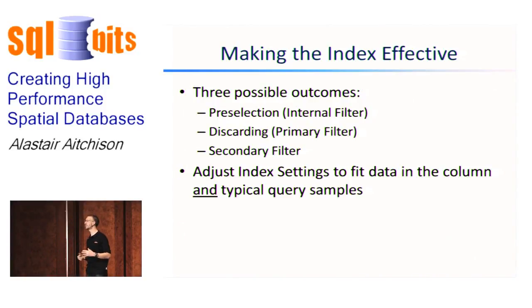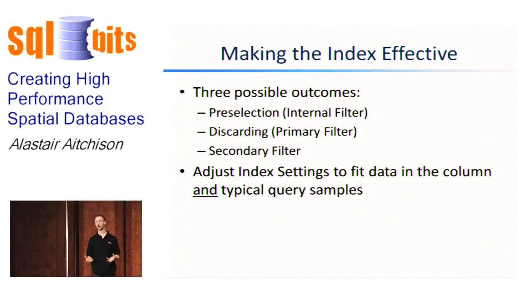And what you need to do is choose those index parameters, the bounding box, the grid resolutions at each of the 4 levels, and the cells per object, to match both the data in your table itself and also the sorts of queries that you execute against that table. Remember that what we're doing is making a comparison between two sorts of geometries, and those geometries must be tessellated according to the same index.